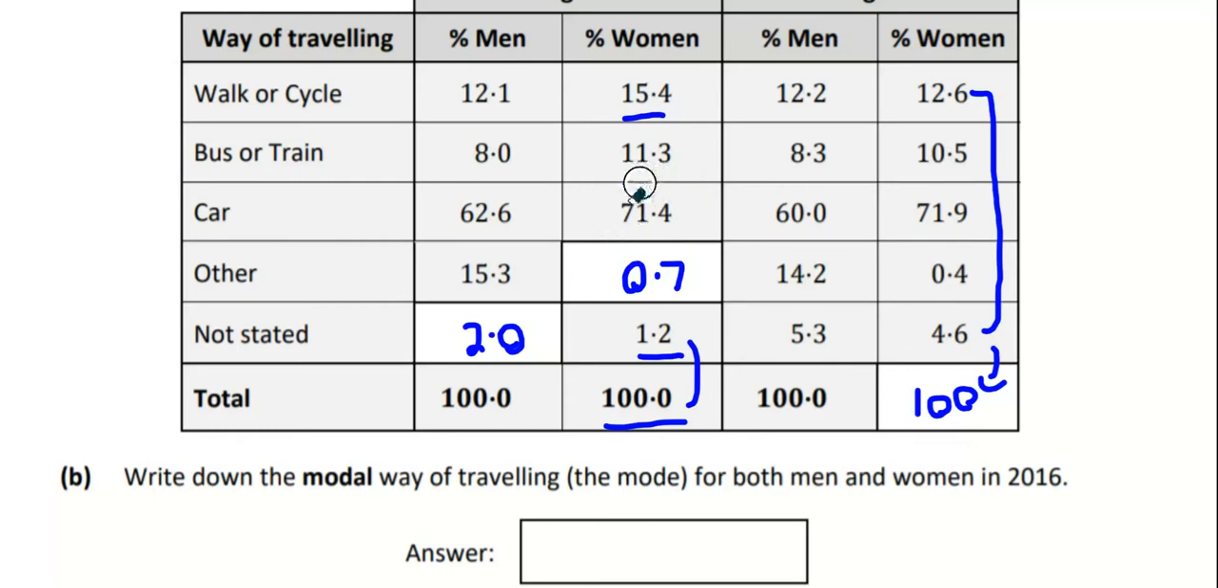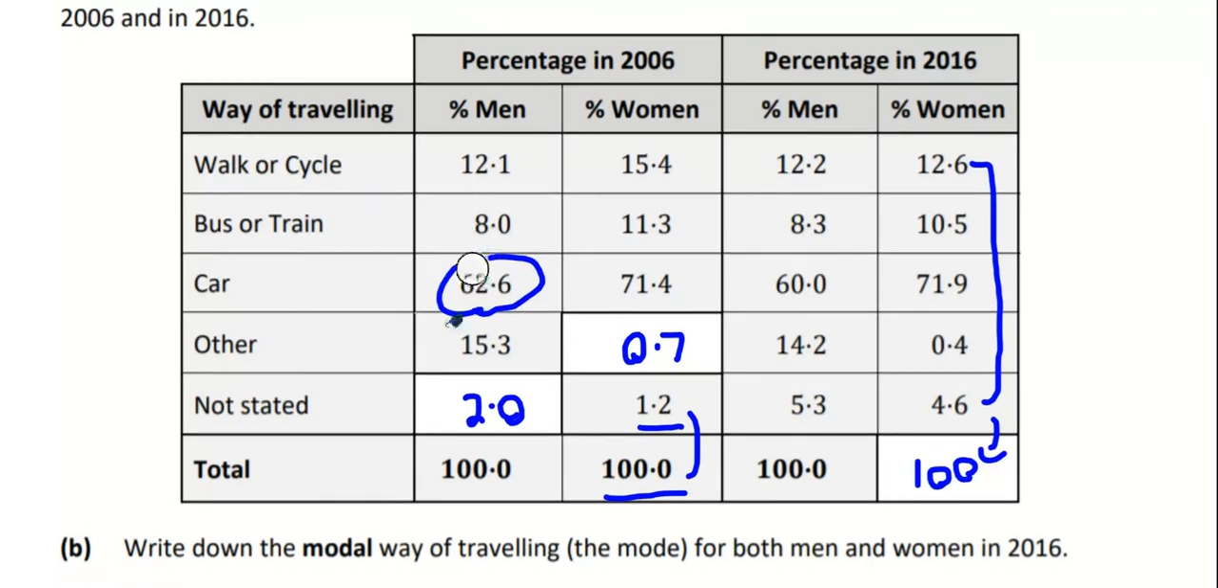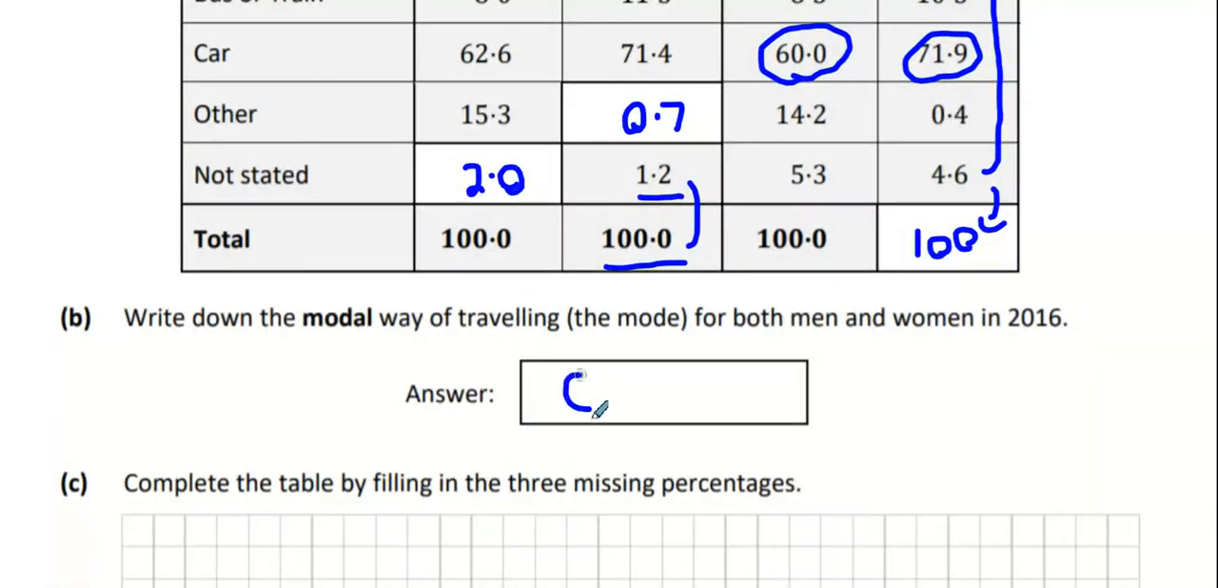Well, we can see for men and women, 62.6% of men take the, in 2016, better make sure I have the right one. So not that one. 2016 is these ones over here. 62.6% of men use the car in 2016, as does 71.9% of women. This implies that car is the most common way of traveling, which means the modal way. We already filled out the table above, already done.